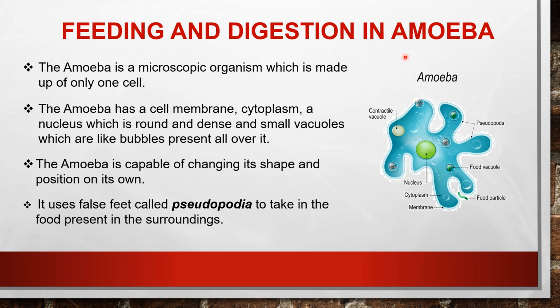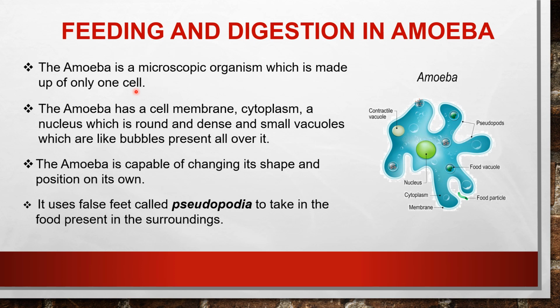So before going to the feeding and digestion in amoeba, first we see what is amoeba and what is the structure of amoeba. So what is an amoeba? Amoeba is a microscopic organism which is made up of only one cell. In chapter 1 we already studied about a cell, and we studied that all organisms are made up of many cells. Our body is also made up of many cells. But some organisms have only one cell.